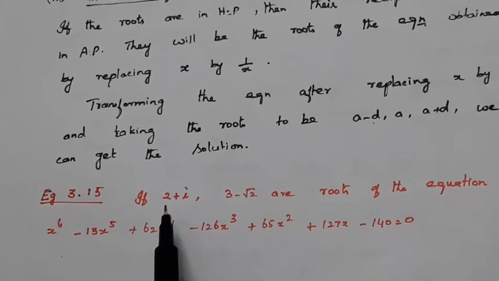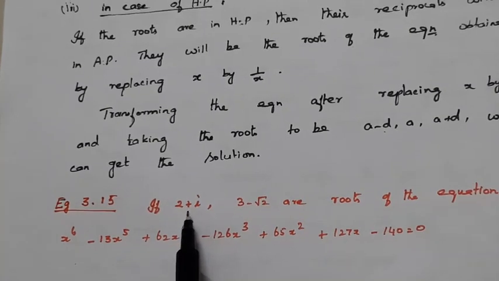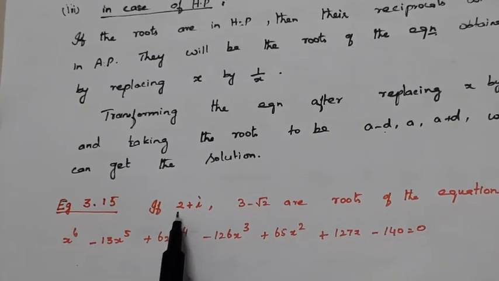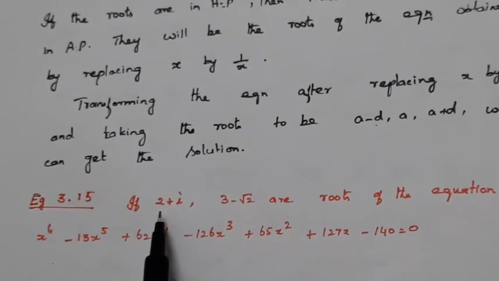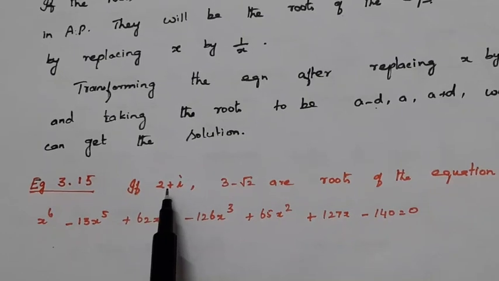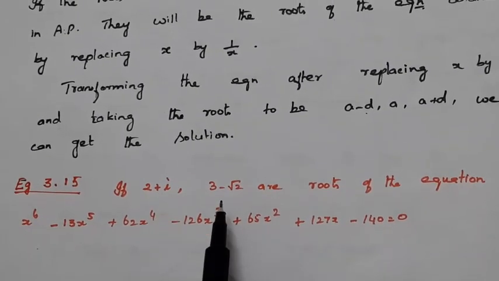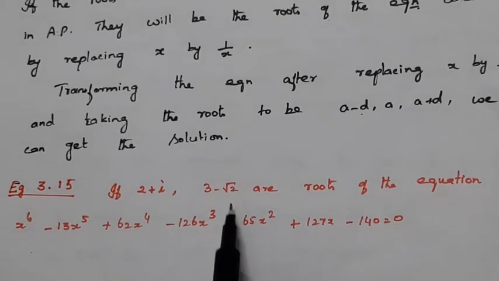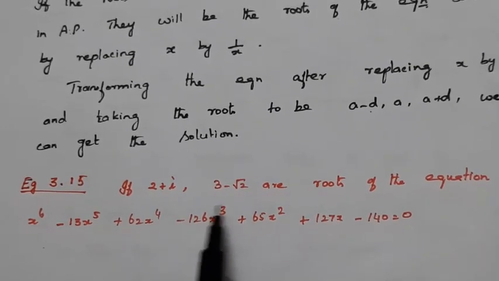But you know that if one root is conjugate imaginary, then the other root will be its conjugate. So given 2 plus i is an imaginary root, this equation must have its conjugate as another root. So you know that by the theorem, 2 minus i is also a root. And similarly, 3 minus root 2 is an irrational root, which means this equation should have another root, 3 plus root 2. So now you have 4 roots.